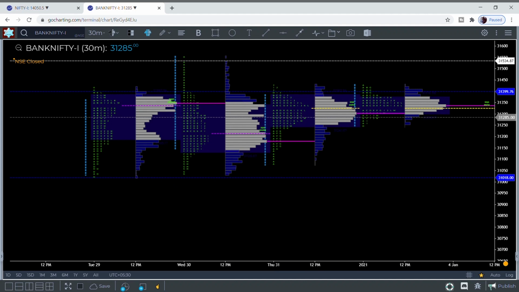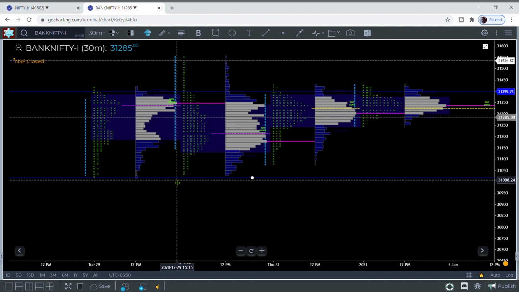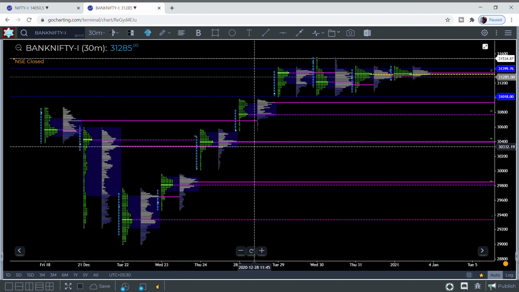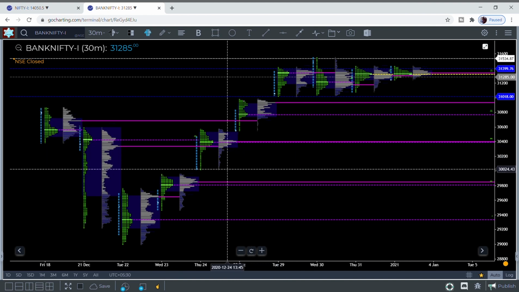Hello everyone. Today I'm going to attempt to explain a small concept in market profile that is called failed auction. So I hope I'll be able to help you clear some of the doubts and explain what it is, or at least what I understand it to be. So what we have here is a Bank Nifty market profile chart for the past few days.